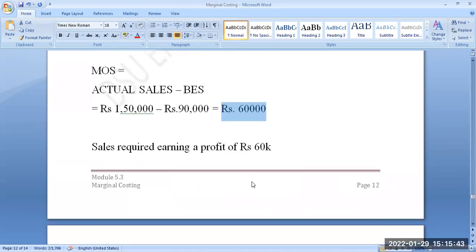I will explain again. Margin of safety is equal to actual sales in rupees or units minus break-even point of sales in units or amount.